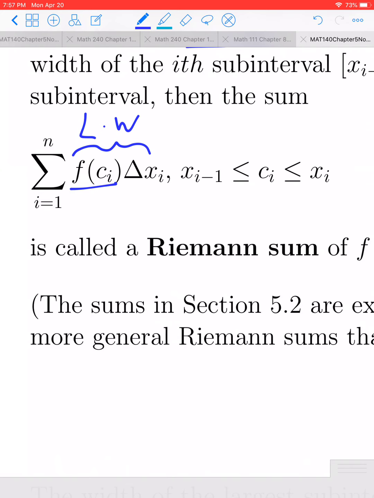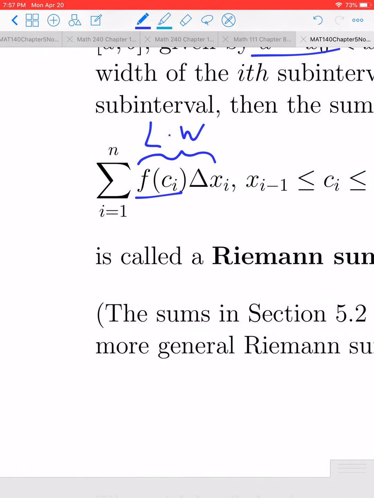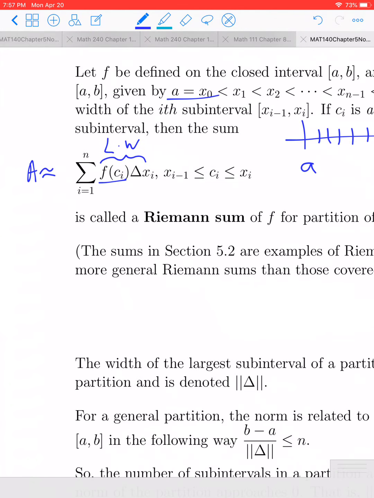If we do this for a point ci within each of the intervals and sum them all up, what we would get would be an approximation of the area under the curve of f from a to b. This is called the Riemann sum of f for the partition delta.